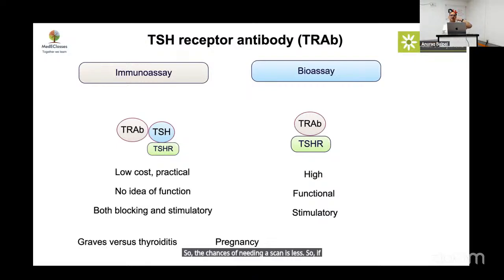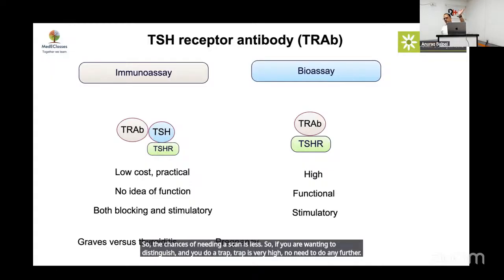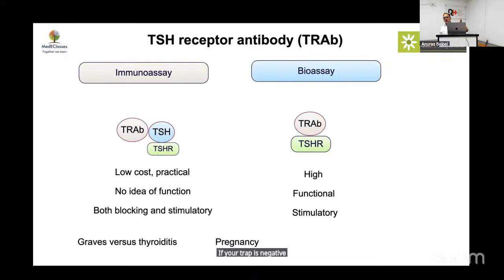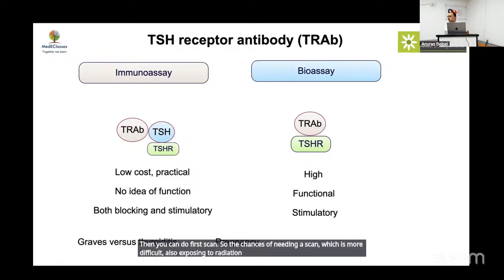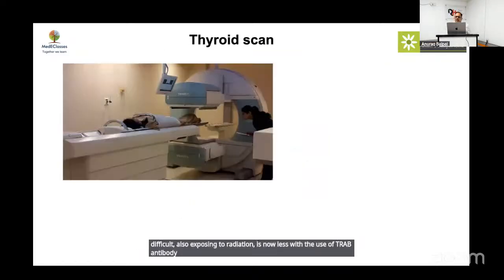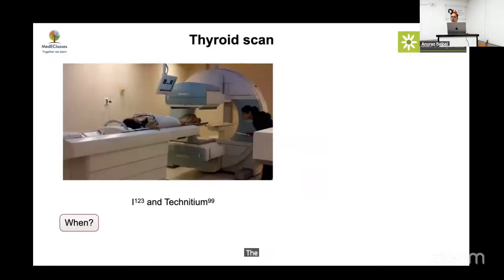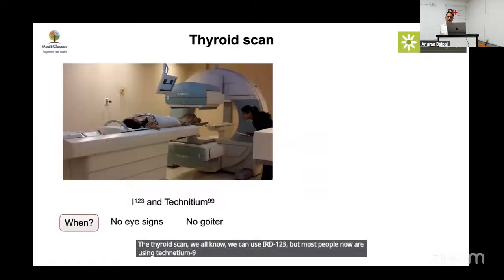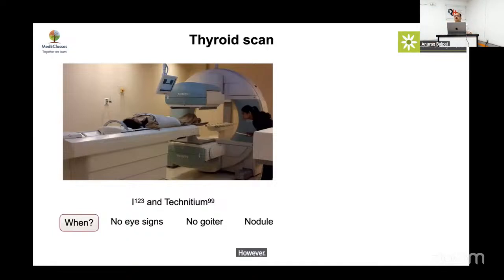So if you want to distinguish and you do a TRAB and it is very high, no need to do anything further. If your TRAB is negative and your suspicion of Graves is more, then you can do a scan. So the chances of needing a scan, which is more difficult and also exposes to radiation, are now less with the use of TRAB antibody. So for thyroid scan, we all know we can use iodine 123, but most people now are using technetium 99, especially if there is no eye sign, goiter, and TRAB is negative. However, one condition where a scan should always be done is if there is a solitary nodule.